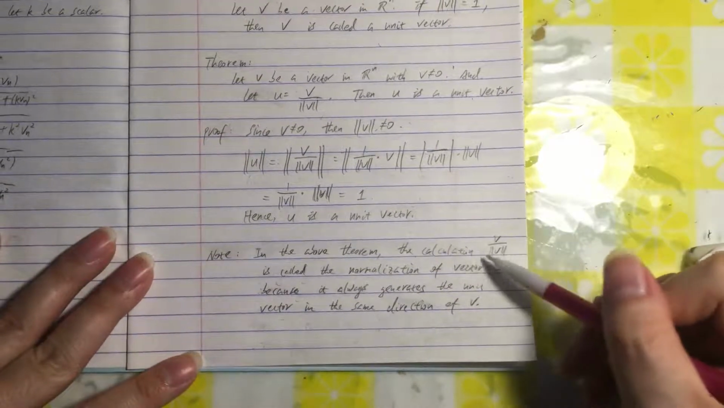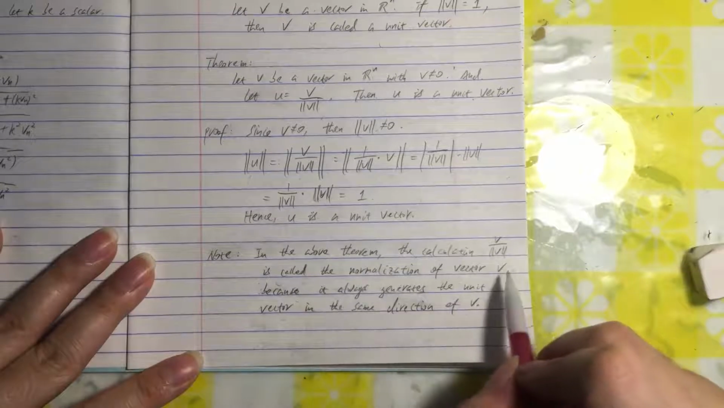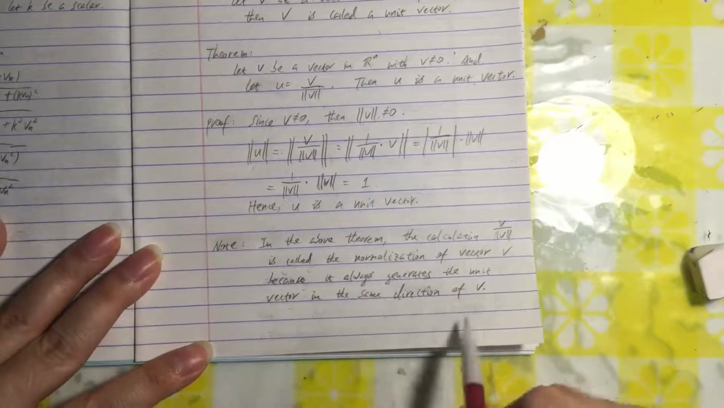This calculation, v over norm v is called the normalization of vector v, because it always generates the unit vector in the same direction of vector v.